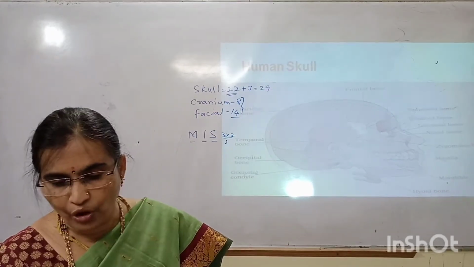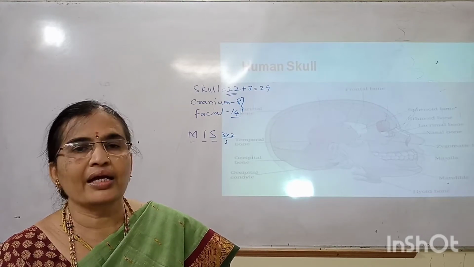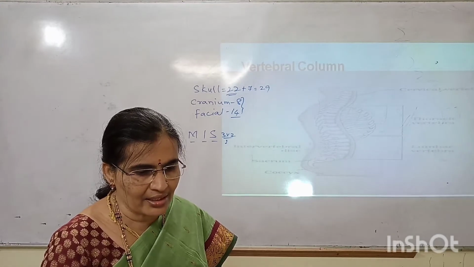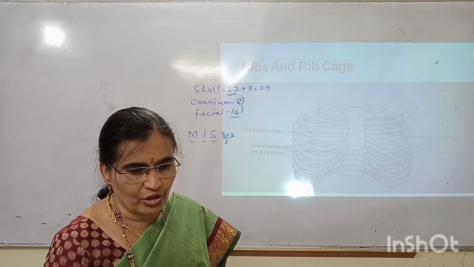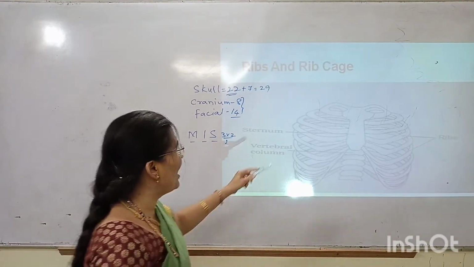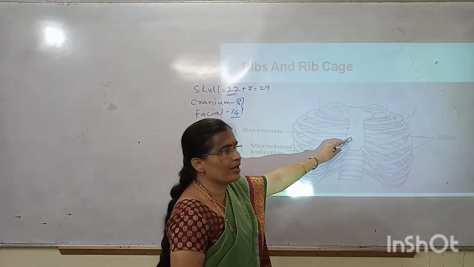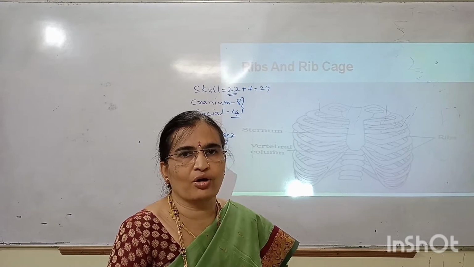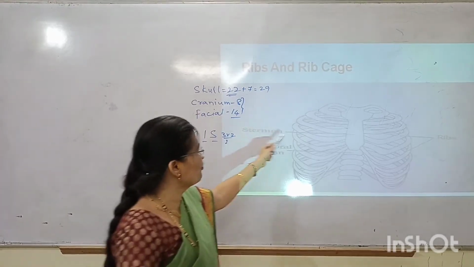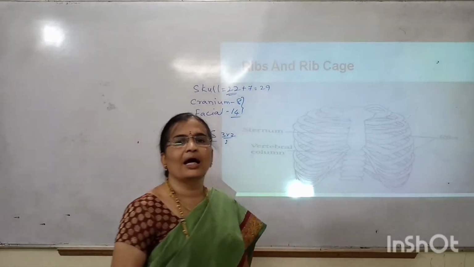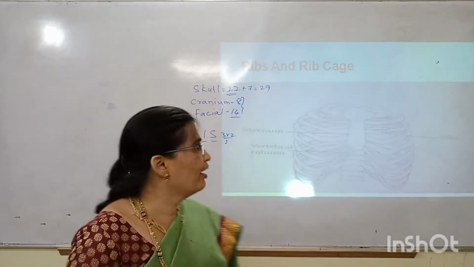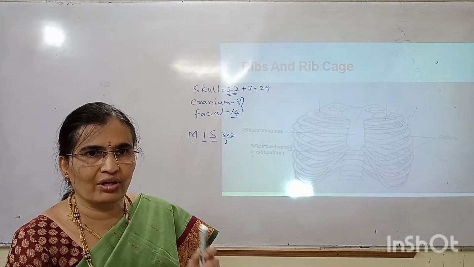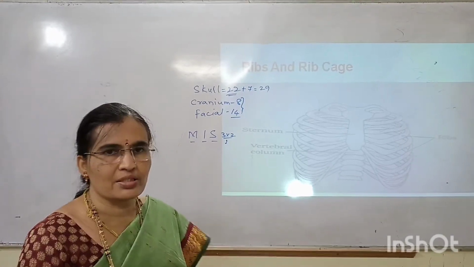Next, the sternum, another bone in the axial skeleton. Sternum is a flat bone. It is also called the breastbone. This flat bone is present anteriorly. It is also single in number. Only one sternum is present.